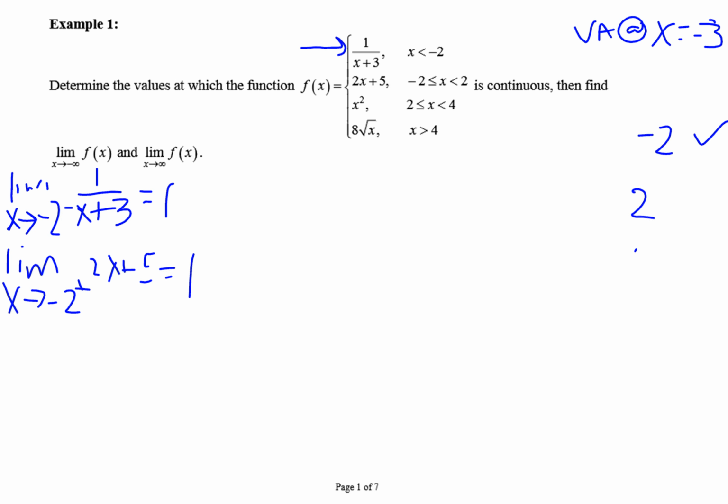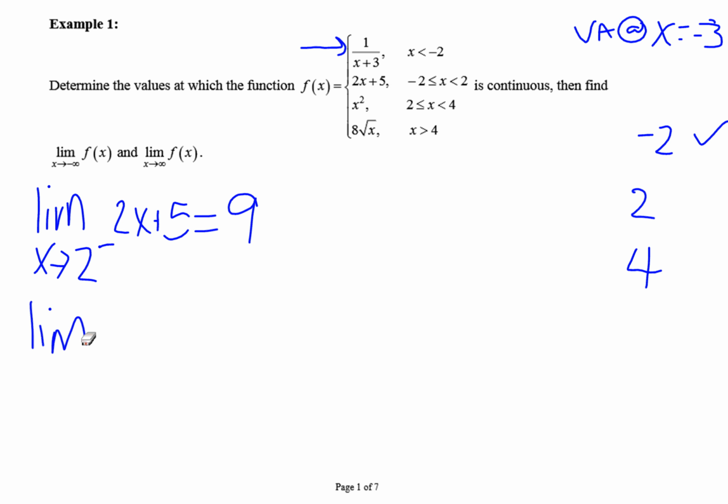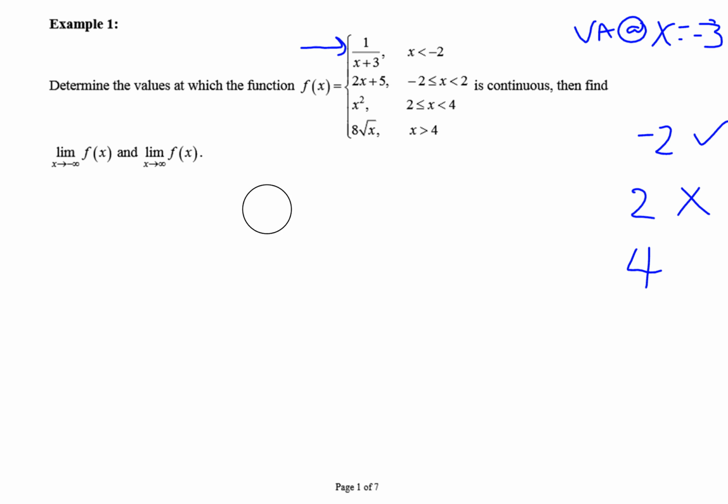We're also going to check 2 and 4. Alright, so the limit as x approaches 2 from the left side. Limit as x approaches 2 from the right side. The values are different, so it's discontinuous there. Just keep it on the left side. You should keep it on the page, but for the sake of how my computer's working, I'm not.